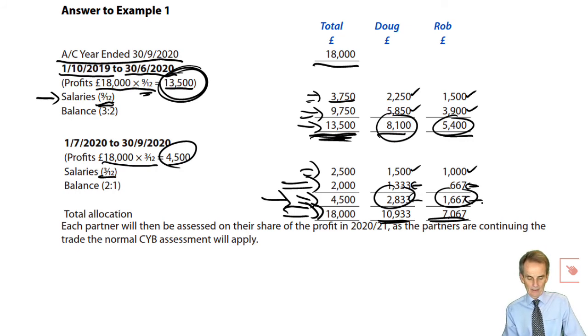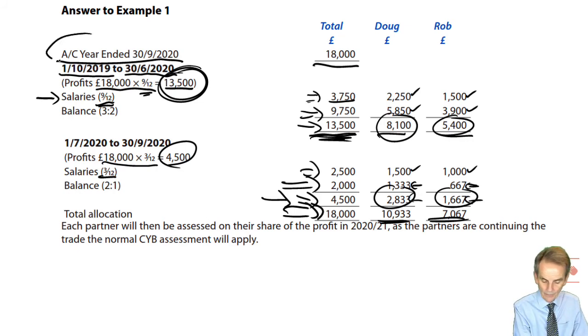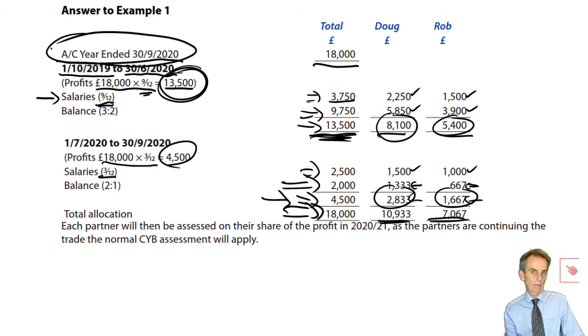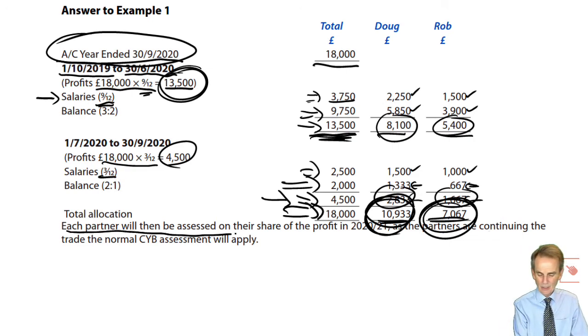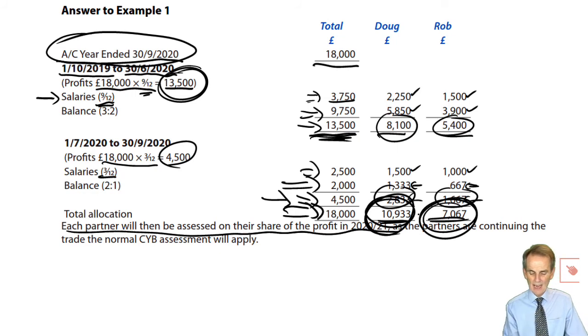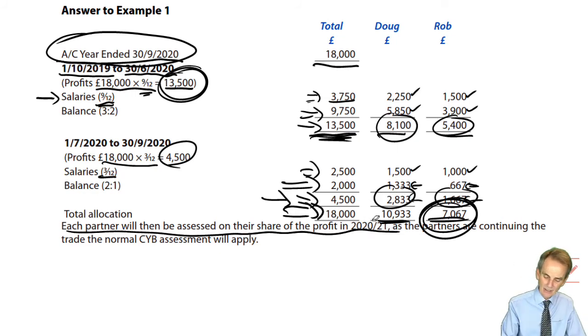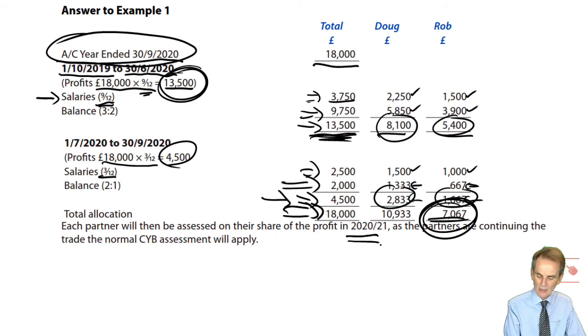What does that tell you? It tells you that for the accounting year ended 30th of September 2020, Doug has made a tax-adjusted trading profit of £10,933 and Rob £7,067. Those figures are therefore now what are to be assessed using the relevant basis of assessment for each of the partners concerned. Each partner, as we see written here, will be assessed on their share of the profit in, as you can just about see under there, 2021.